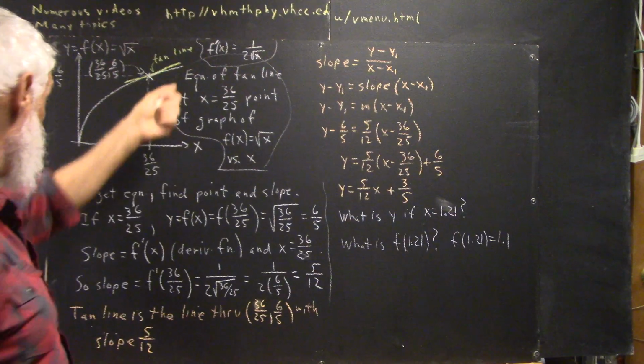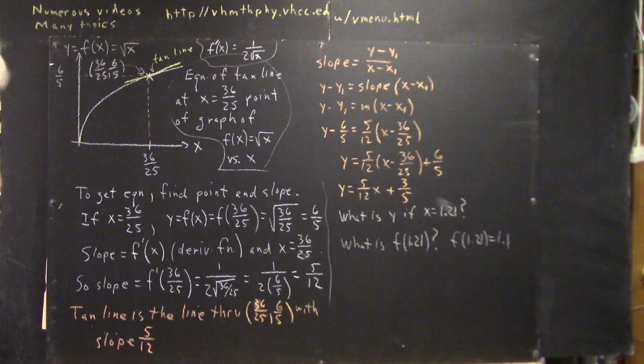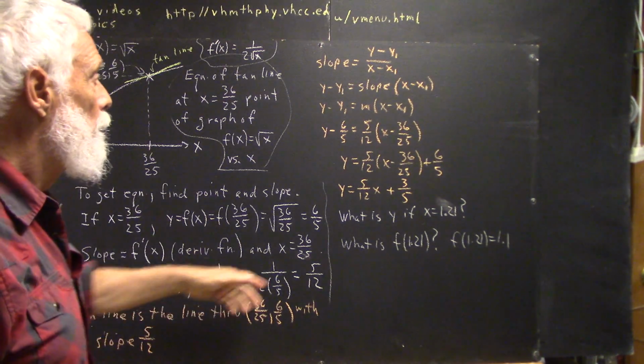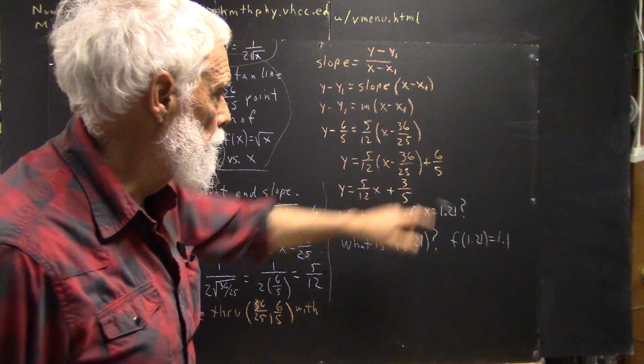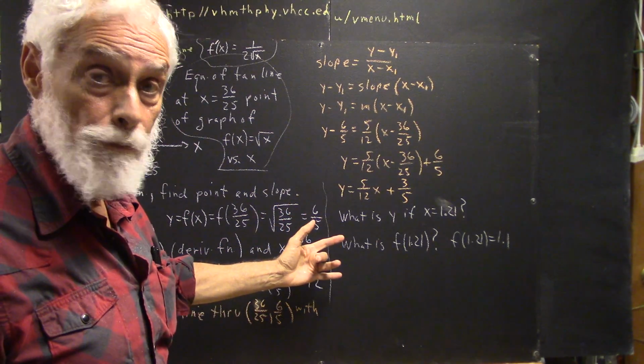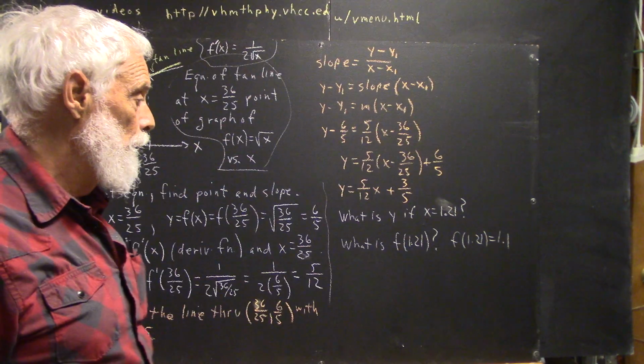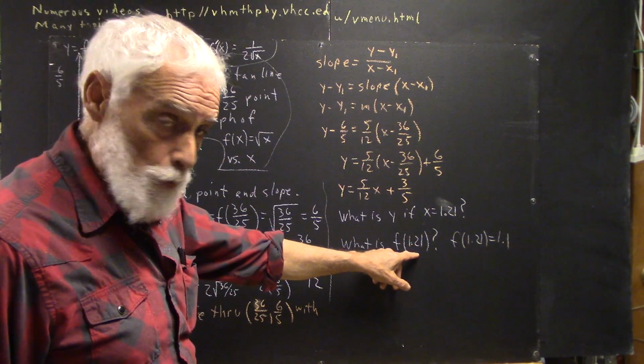We want to look at the geometry of this tangent line just a little more, so we'll do that in a minute. But again, understand that all I've done here is simplify the equation of the tangent line, and then I posed a question: what is the value of y if x equals 1.21, and what's the value of f at 1.21?